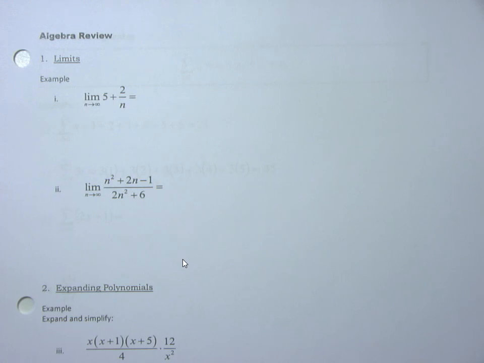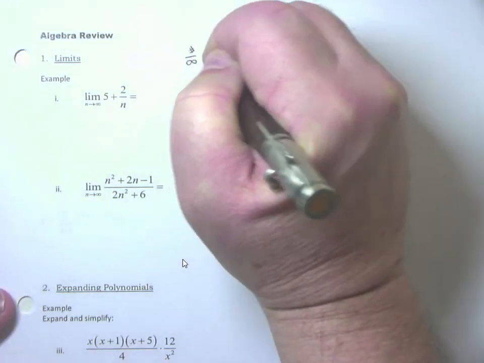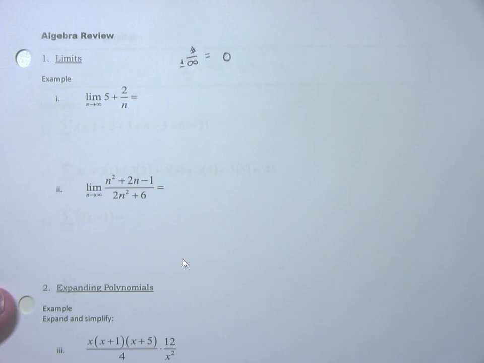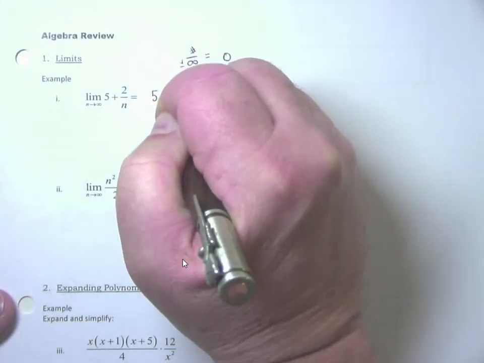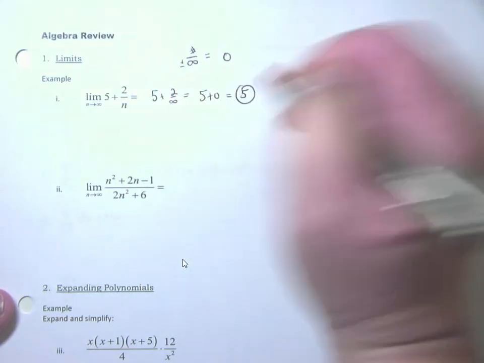First off, limits. And just to remind you guys about this, we're talking about the fast way of doing limits. When you've got a number divided by infinity, and I don't care if it's a plus or a minus infinity, in the denominator, what is the term going to go to when you take a limit? Zero. Okay? So this was real easy. The limit as n approaches infinity of 5 plus 2 over n is actually 5 plus 2 over infinity, but 2 over infinity is 0. And 5 plus 0 is 5.